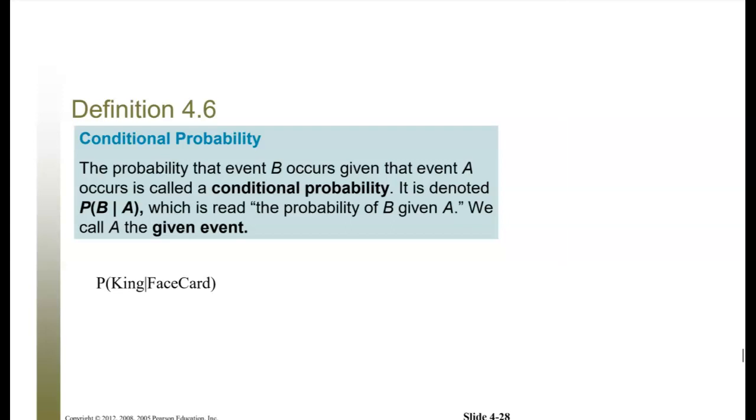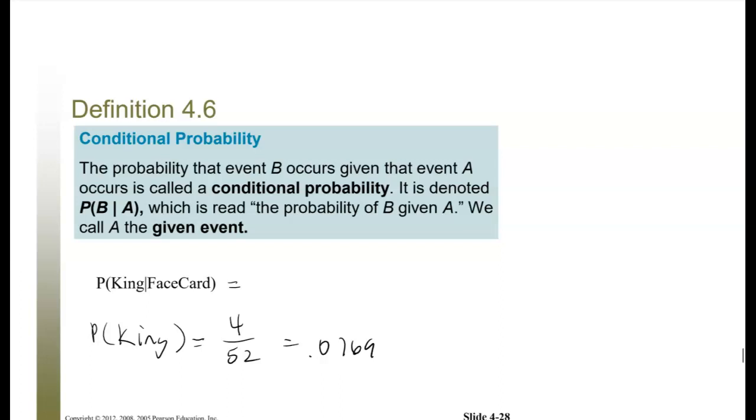So let's talk about this for a second with something we're familiar with, which is a deck of cards. We know we can take the probability of a king in a deck of cards. Well, it's 4 out of 52, which is 1 out of 13, which of course reduces to 0.0769. But what if I place a condition on that probability? Now I want to know, what's the probability of a king given that you have a face card?